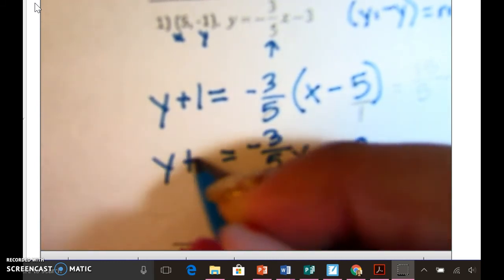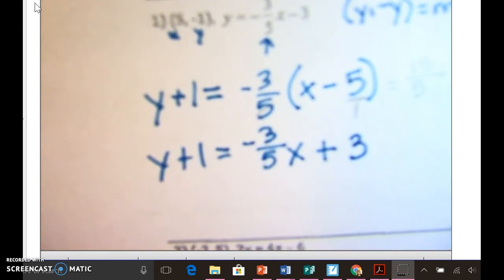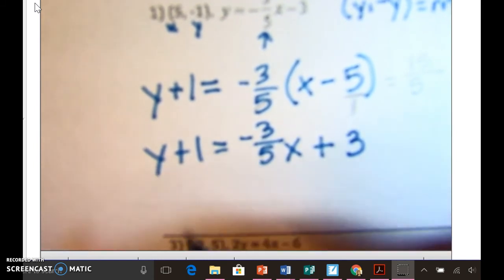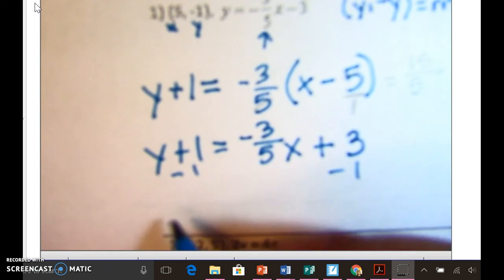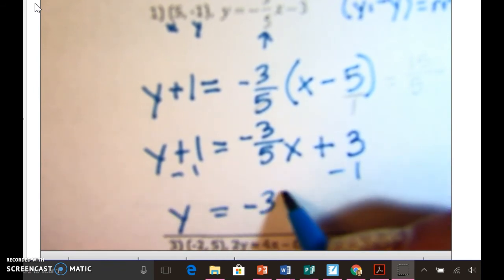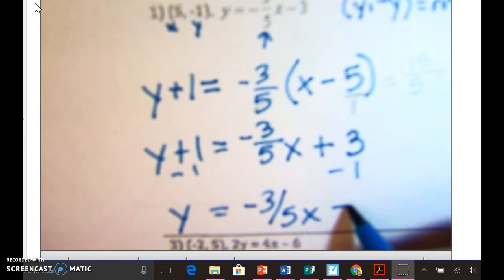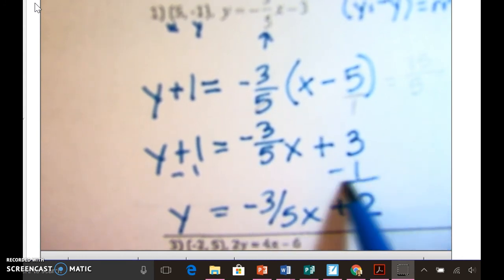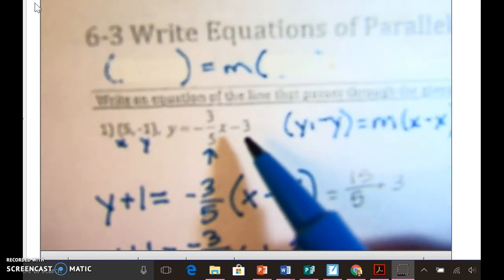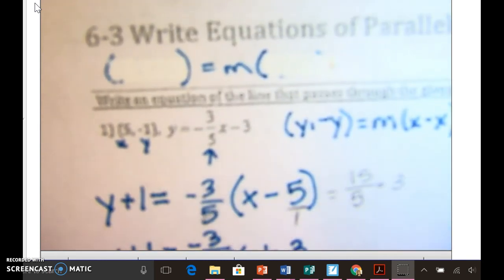Equals y plus 1. I'm almost to the point where I have an equation. I need to get the y by itself, so I need to subtract 1 from both sides. My equation is y equals negative 3/5 x plus 2. This is the equation of the line that is parallel to this line that goes through this point.